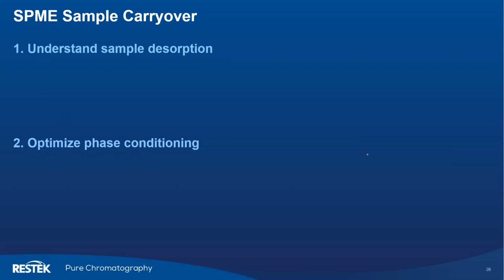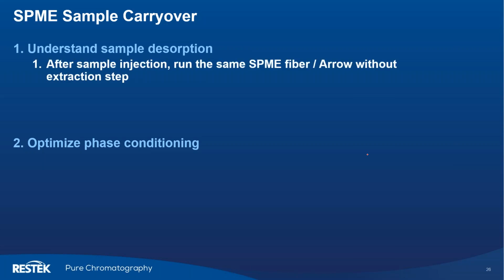And then for carryover, the first thing you need to do is understand your sample desorption, right? So understanding that sample desorption is going to help in determining the carryover. The first thing you could do is, after a sample is injected, rerun that fiber or arrow without doing another extraction and assess the analyte or matrix carryover. So if I extract a sample and desorb it in the inlet, let that method run through, and then take that fiber arrow and redesorb it, I can see how much is left over on that fiber arrow.